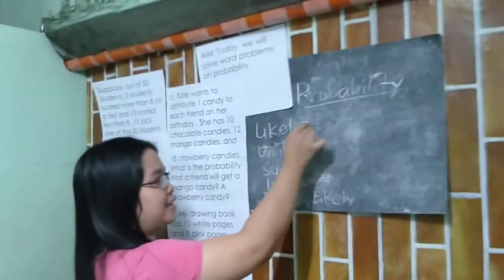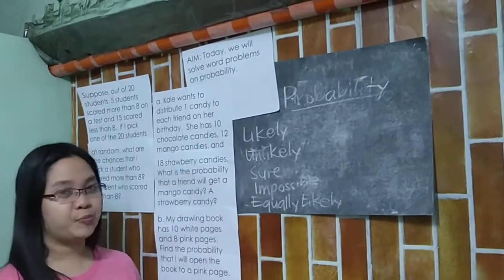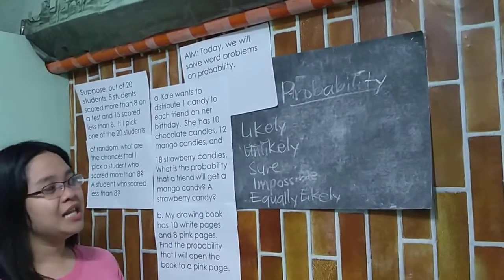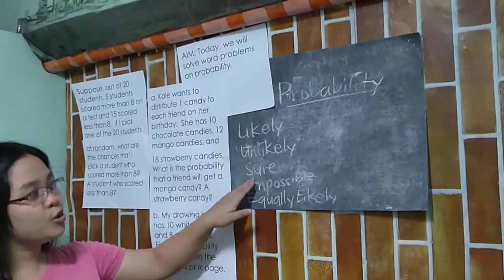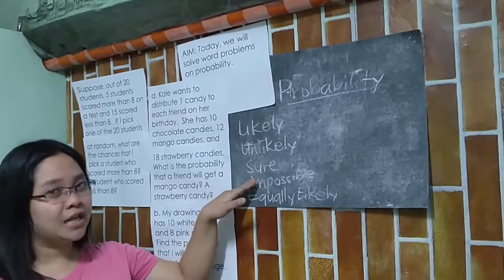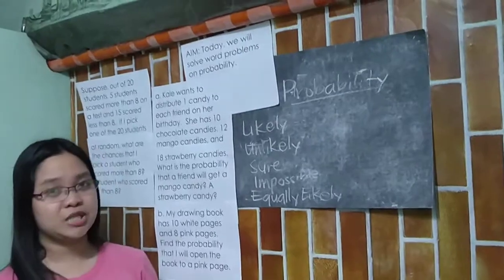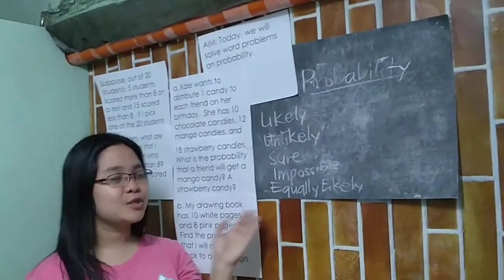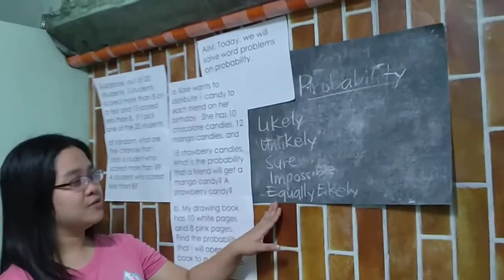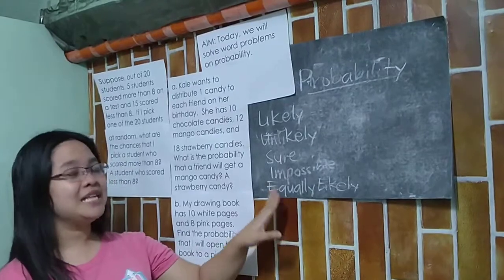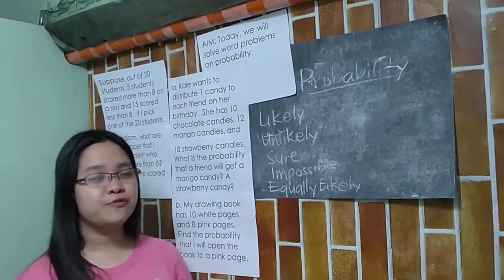So when you say likely, if you still can remember, it means it's more than half of your possible outcome. Unlikely means it's less than half of your possible outcome. Sure means it's equal to your possible outcome. Your favorable outcome and possible outcome are just the same. Impossible means there's a zero chance for that event to happen. And when you say equally likely, it means that your favorable outcome is the same with the half of your possible outcome.